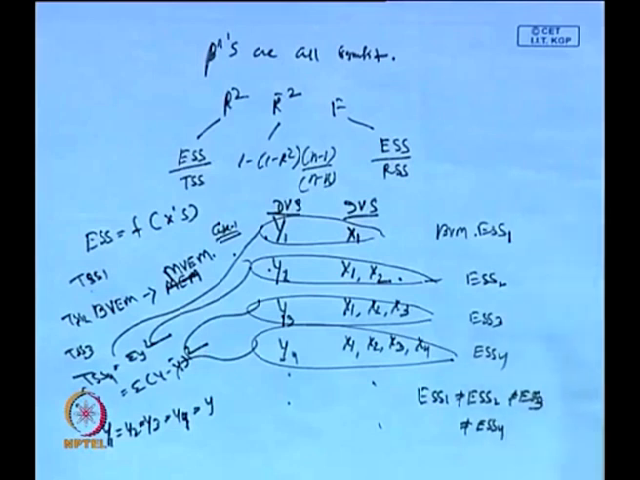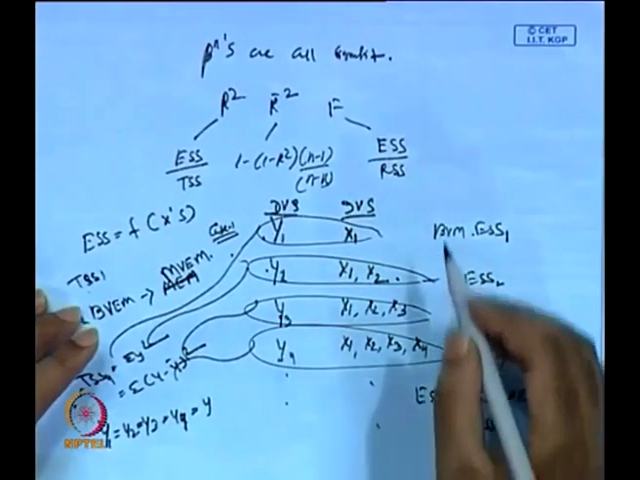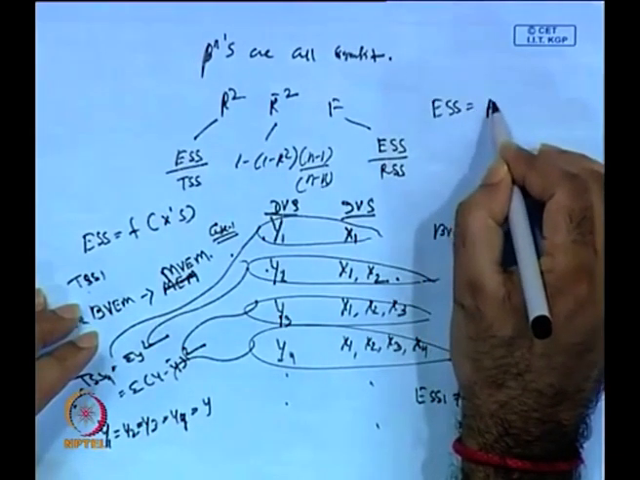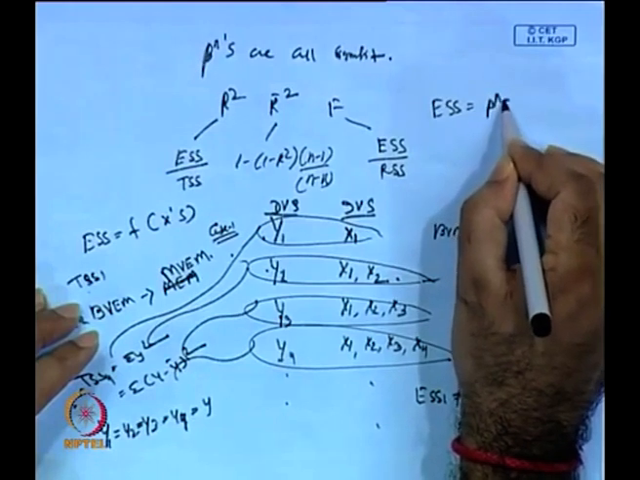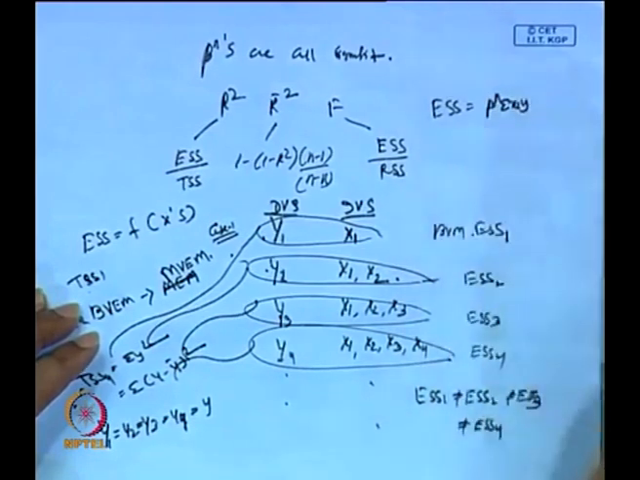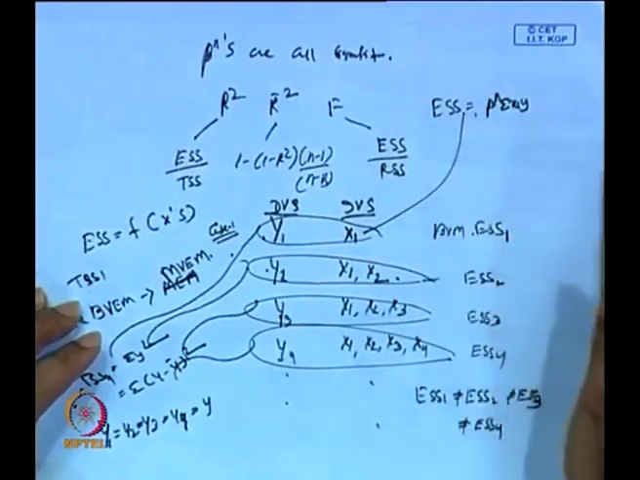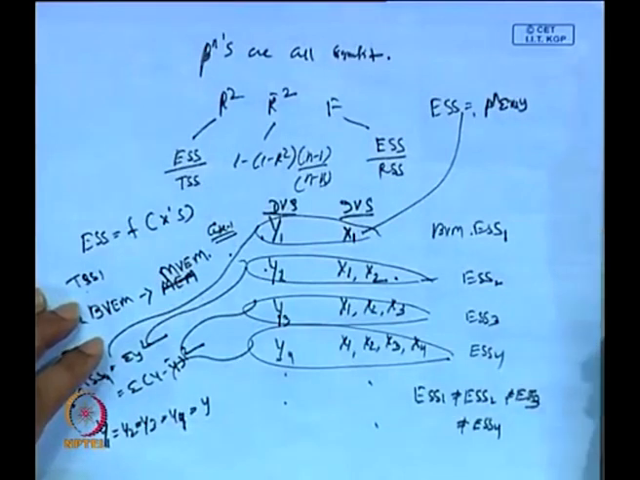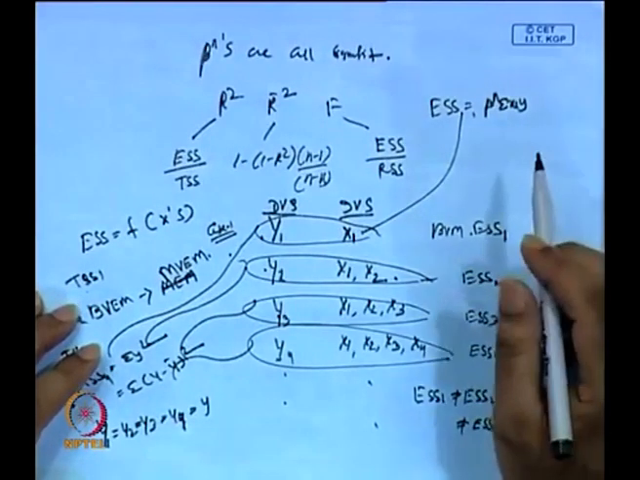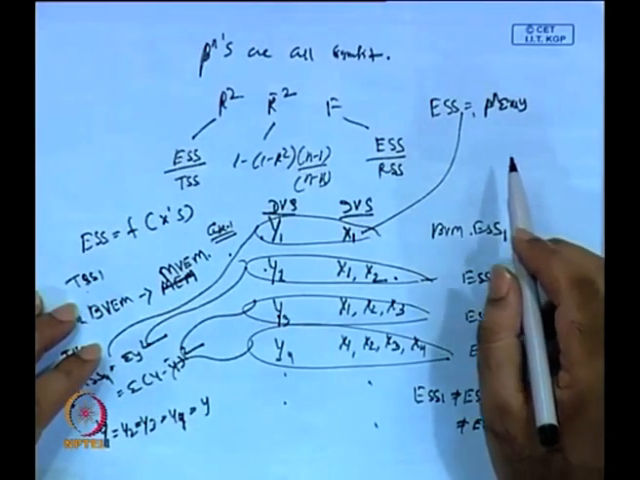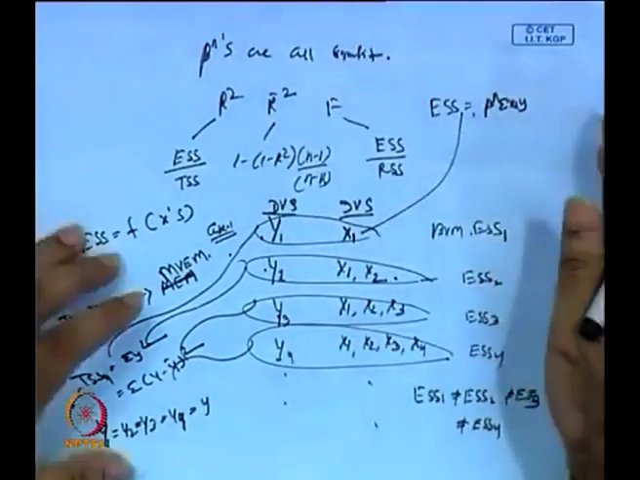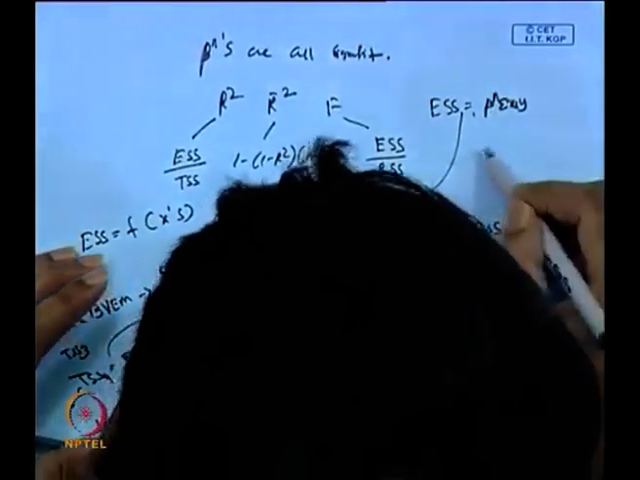Explain sum squares. So, what is explain sum squares? By the basic formula, explain sum square is beta hat summation x1y, for this particular model. So, for this particular model, beta 1 equals summation x1y or yx1. So, this particular setup is for bivariate models.